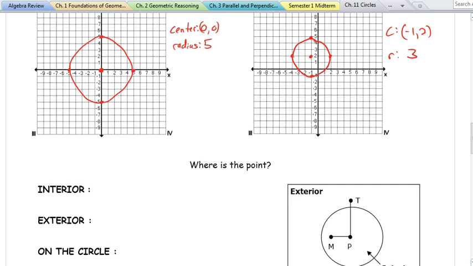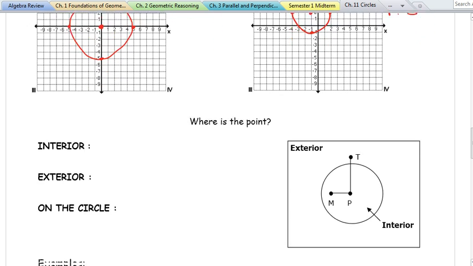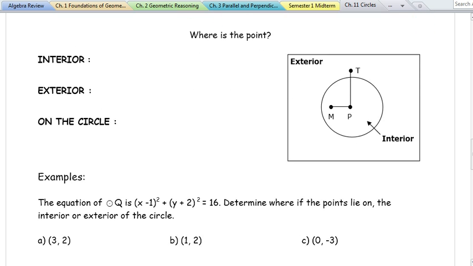Okay. Last part of this. Okay, if I give you guys a point, you can tell if it's inside the circle, on the circle, or outside the circle. Okay. Inside would be anything obviously inside, exterior would be anything on the outside of the circle, and then on the circle is, so again, it's pretty self-explanatory here. So it would be inside the circle if the distance is less than the radius. So if the distance between the center and the point is less than the radius, it's going to be inside.